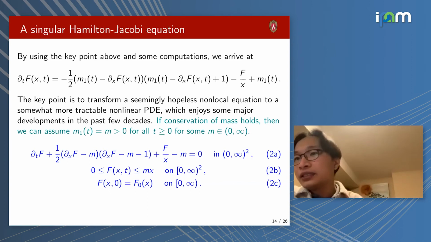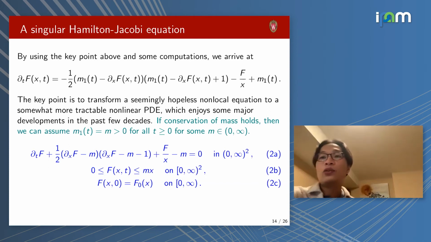So here, there's still a term M1(t), which is the mass at time t, which is hard to study. So what we're going to do is sort of deductions by assuming that we always have conservation of mass. That means that we always have M1(t) equals M for all t. Okay. If we have that, then I can write down my equations to be the 2A, 2B, 2C over there.